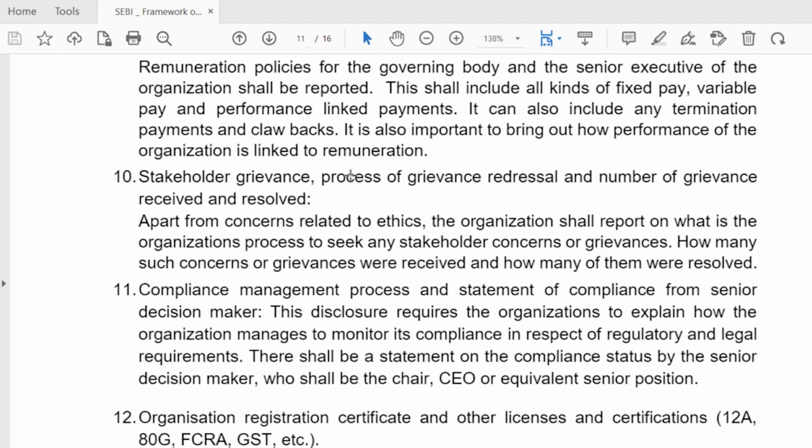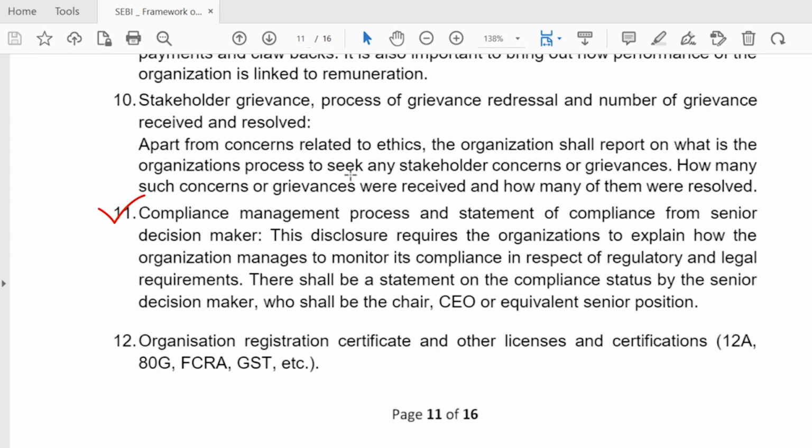Next comes the disclosure where the organization needs to explain how it monitors its compliance in respect of regulatory and legal requirements, what we call in short the compliance management process. Here the organization also needs to give a statement of compliance by its senior decision maker, who can be the CEO or any equivalent senior position.